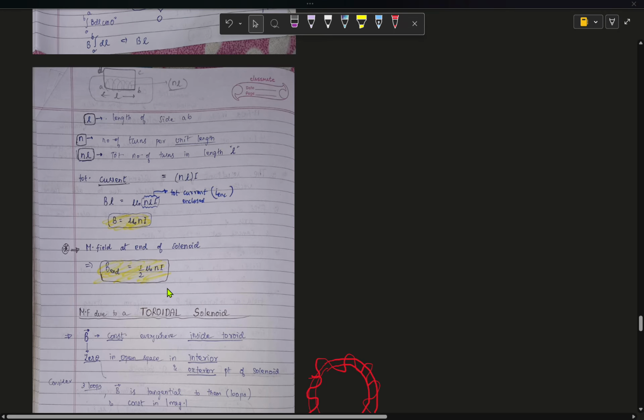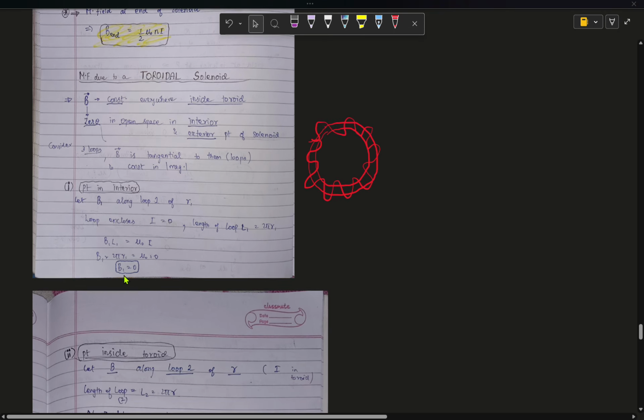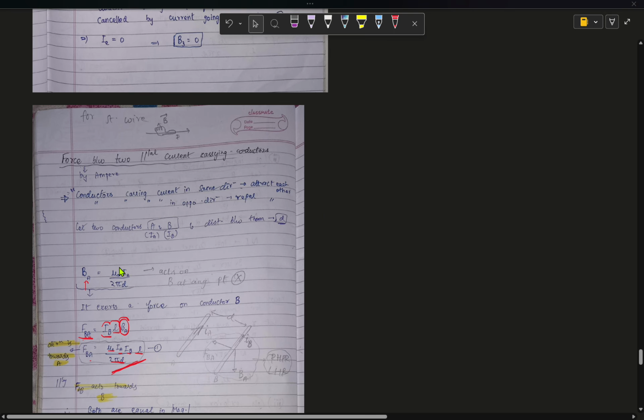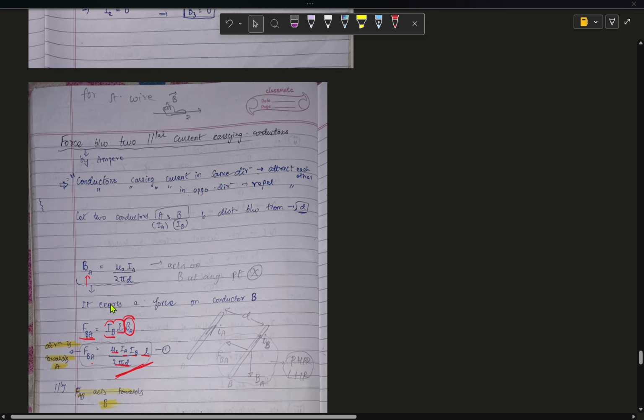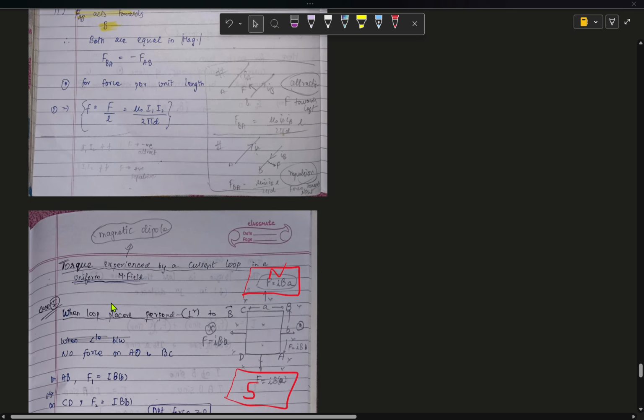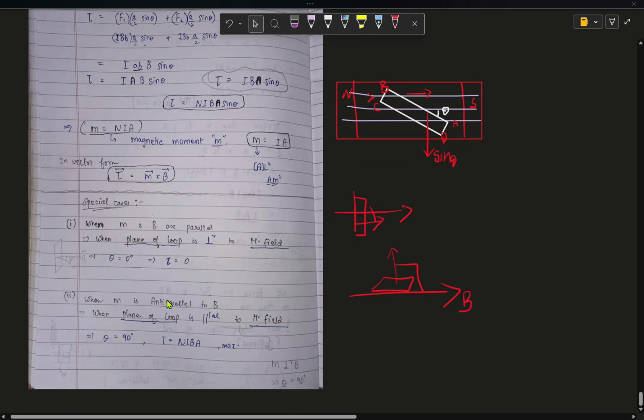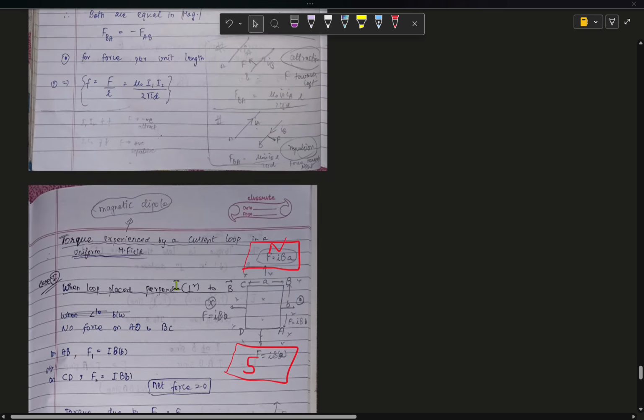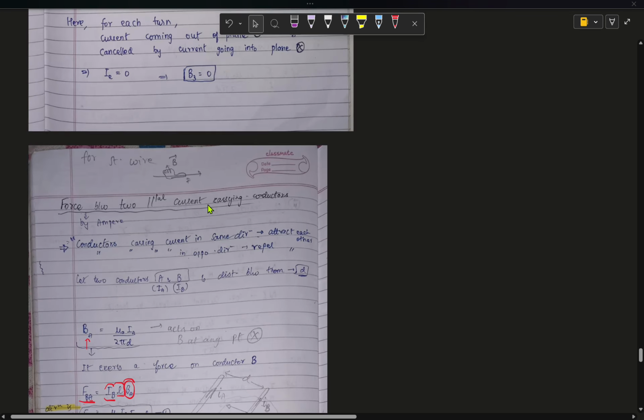Similarly, Ampere circuital law theoretical concept, solenoid, toroid. Magnetic force between two parallel current carrying conductors, very important. Conceptual too, and the torque. That's it. So the complete chapter I have covered thoroughly for you.